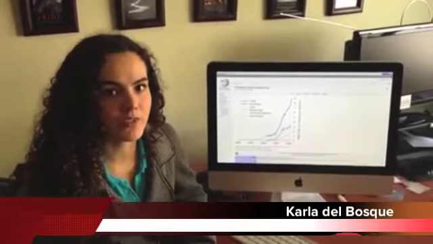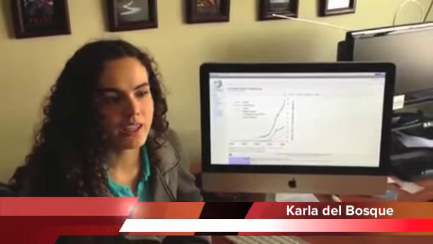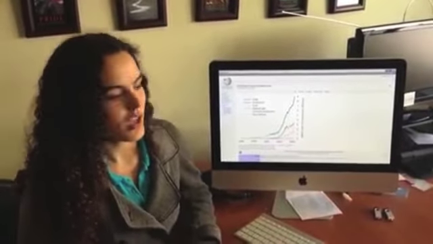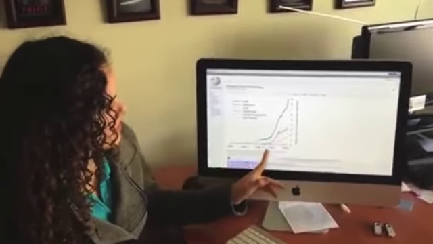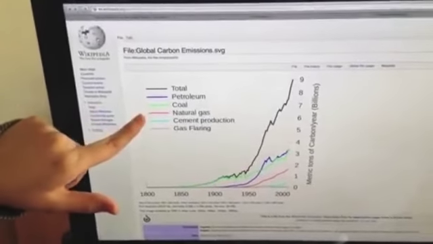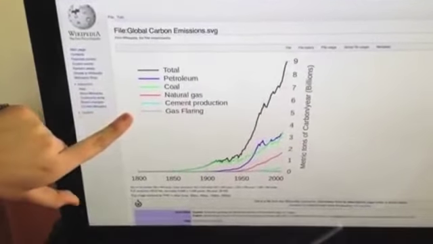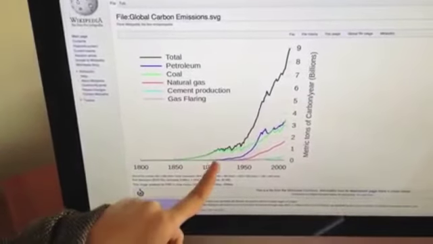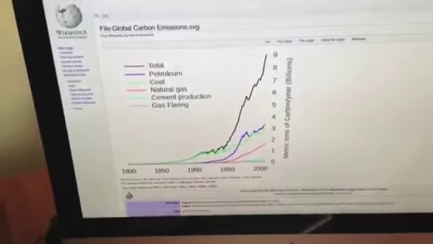Now we're going back to the studio with Karla, who is going to show us the increase of carbon dioxide in the atmosphere. Now I'm going to show you a graphic which shows the increase of carbon emissions over the past years. You can see here the total of petroleum, coal, natural gas, cement production, gas flaring, and here we can see the big increase through the past years.